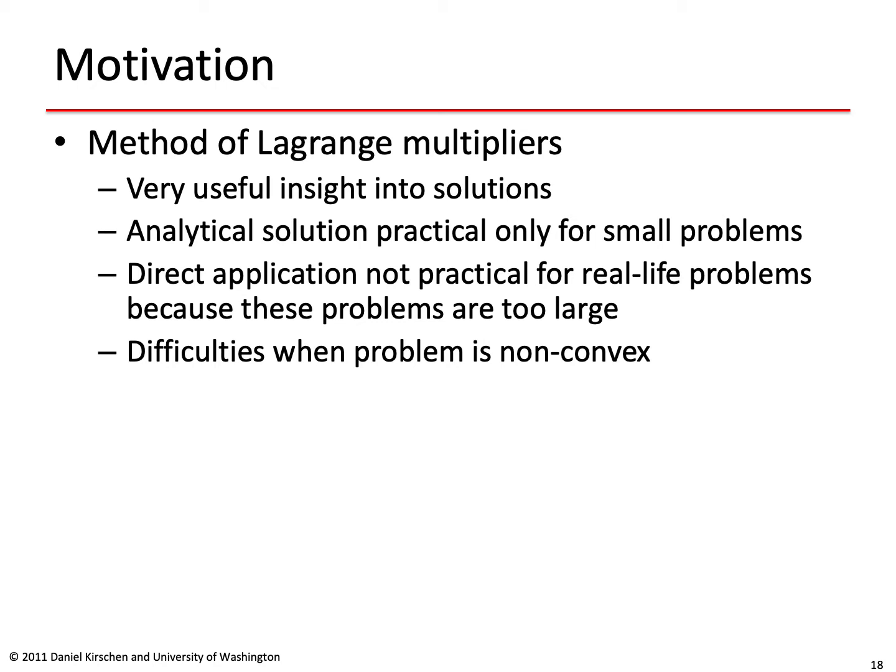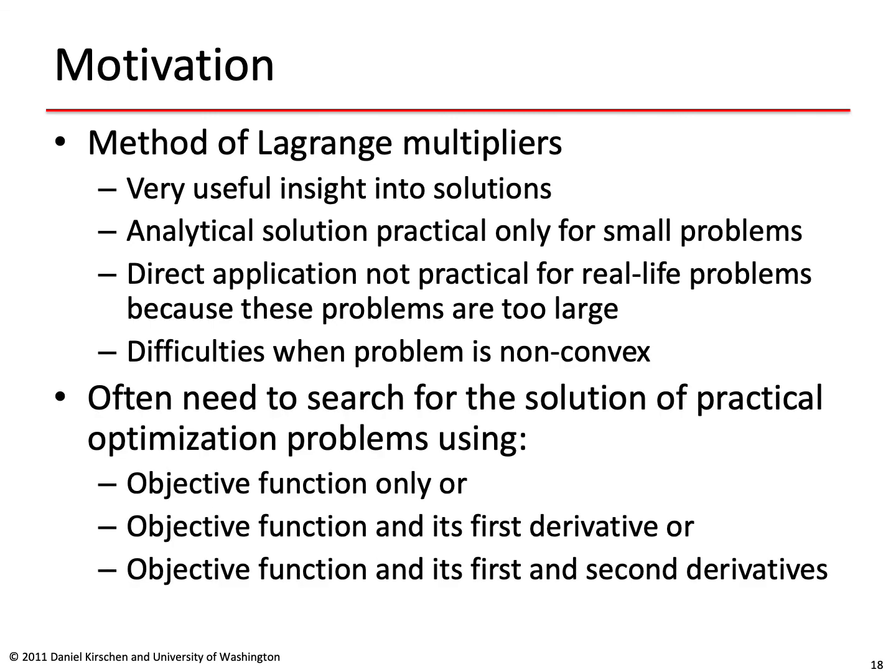In addition, there are difficulties when the problem is non-convex. So we often need to find a solution to an optimization problem when we don't want to do it analytically because it's too large or too complicated, and we only have access to either just the objective function, or the objective function and its first derivative calculated at distinct points, or the objective function and its first and second derivatives.